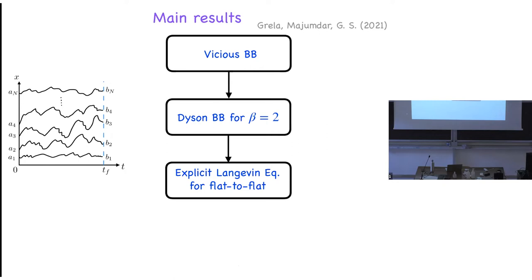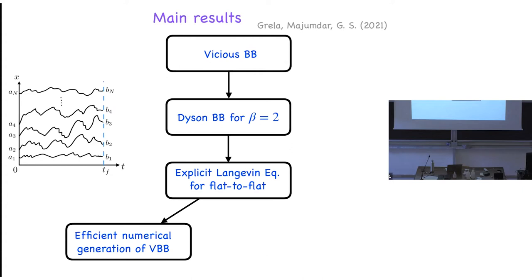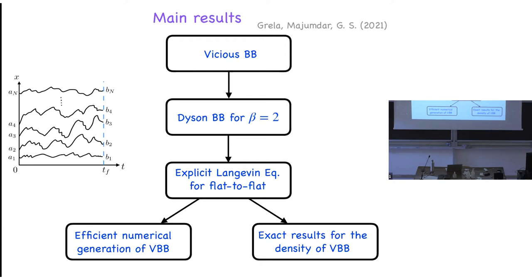Starting from that, I will be able to derive an explicit Langevin equation for the eigenvalues, exactly in the same way I did for the single bridge, but this time taking into account this non-crossing condition. And what is quite nice is that this will provide us with a very efficient numerical way of generating this vicious Brownian bridge by simply solving the Langevin equation. On the other hand, as we will see, this also gives us a tool to do computations, and I will illustrate it on the exact computation of the density for this model.